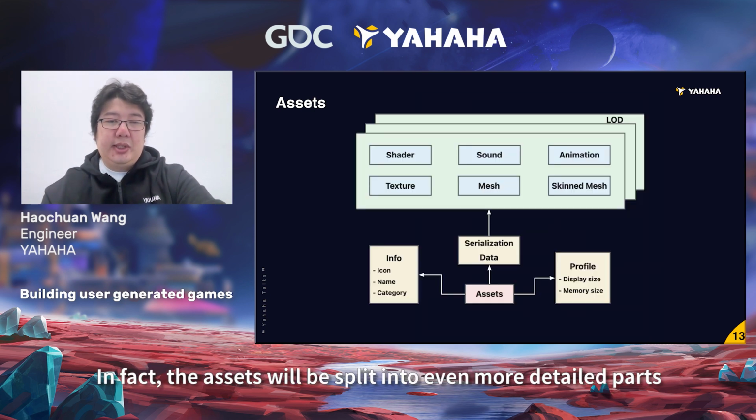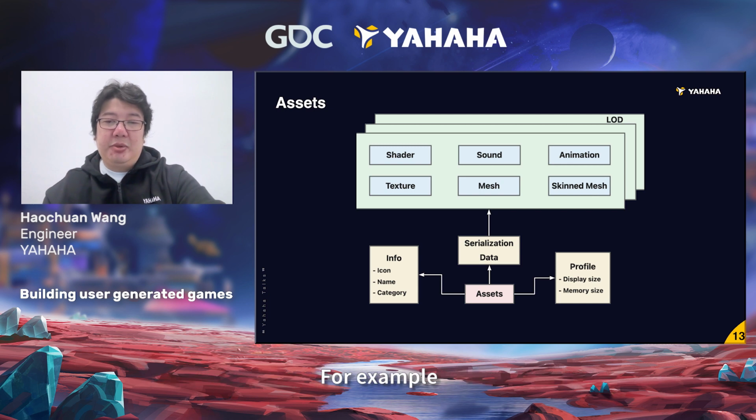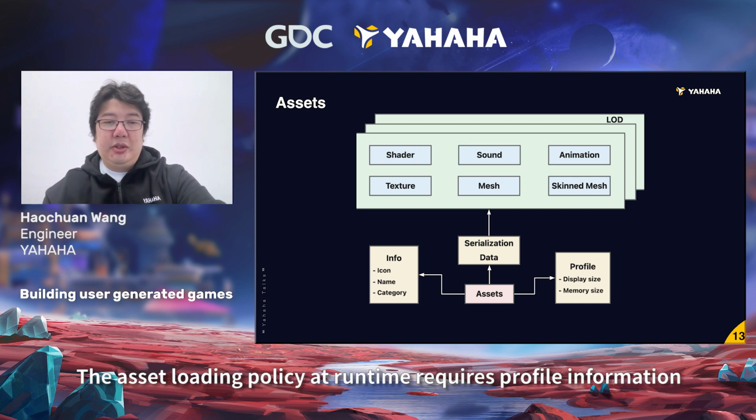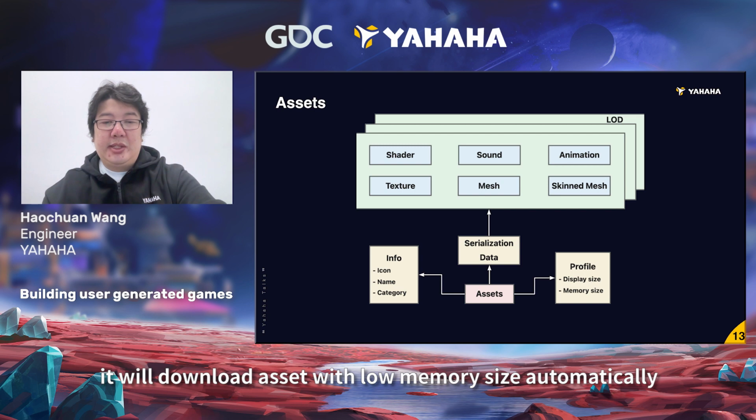In fact, the assets will be split into even more detailed parts. The asset library requires asset meta information. For example, the asset tag will be used for search or used for AIGC. The asset loading policy at runtime requires the profile information. If the memory usage is high enough, it will download the assets with low memory size automatically.